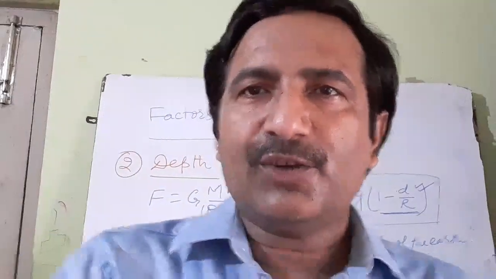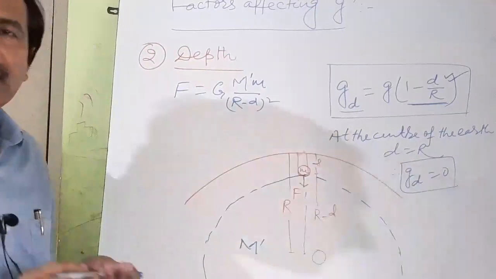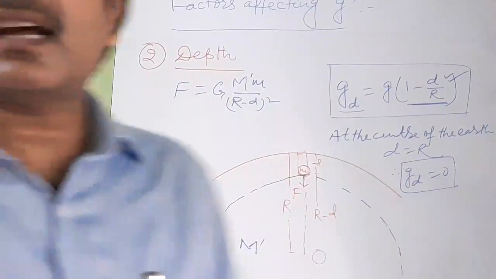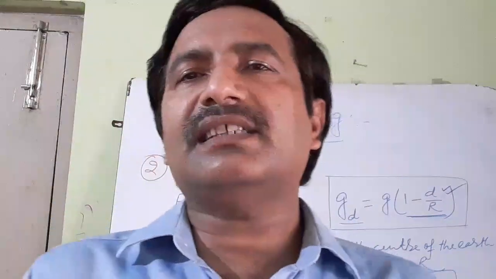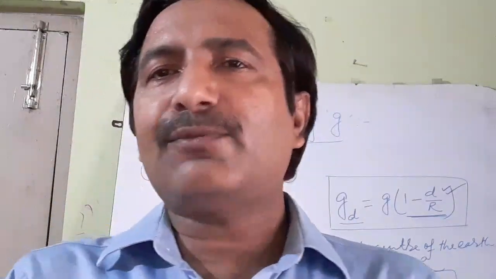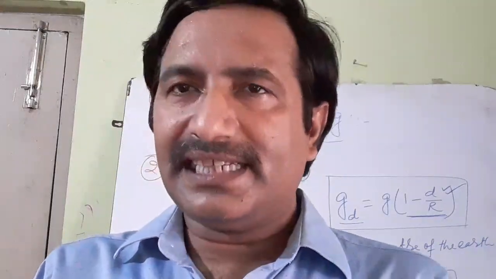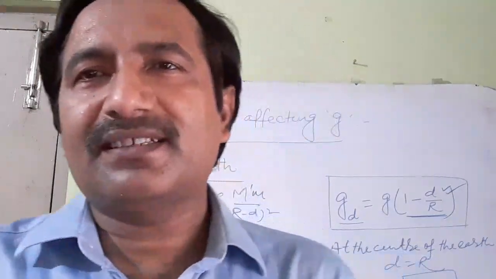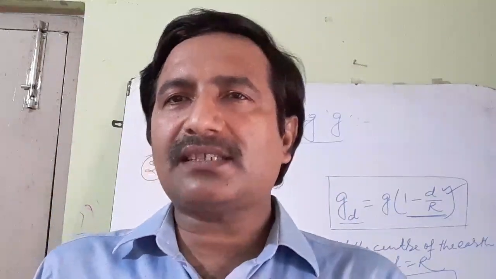Is it clear? Okay, so these are the two factors about which you have to study in class 9, and the third factor is related to rotation of the earth, the fourth one is related to shape of the earth. I do not have to discuss them here, they are to be discussed in class 11. And with this topic, the portion of your first semester exam is over now.